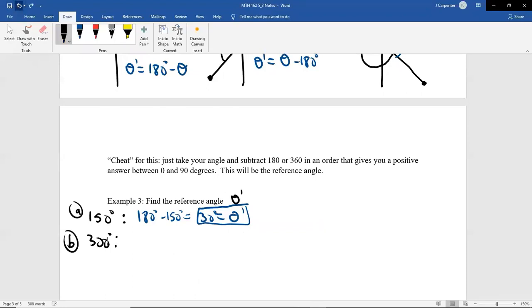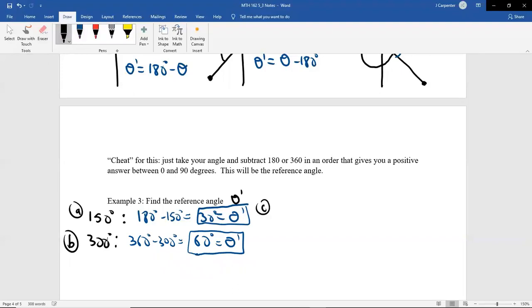So if that's too big, that's not the way to do it. If it's too big, that means we probably need to switch it out to the 360. If you do 300 minus 360, it's negative, so it's definitely 360 minus 300. That'll give us our reference angle of 60 degrees. So an actual angle of 300 degrees is a reference angle of 60 degrees.